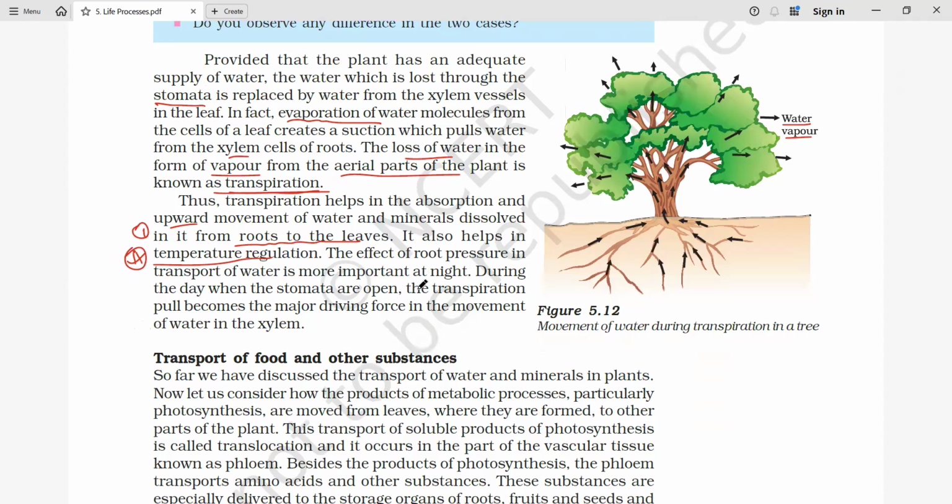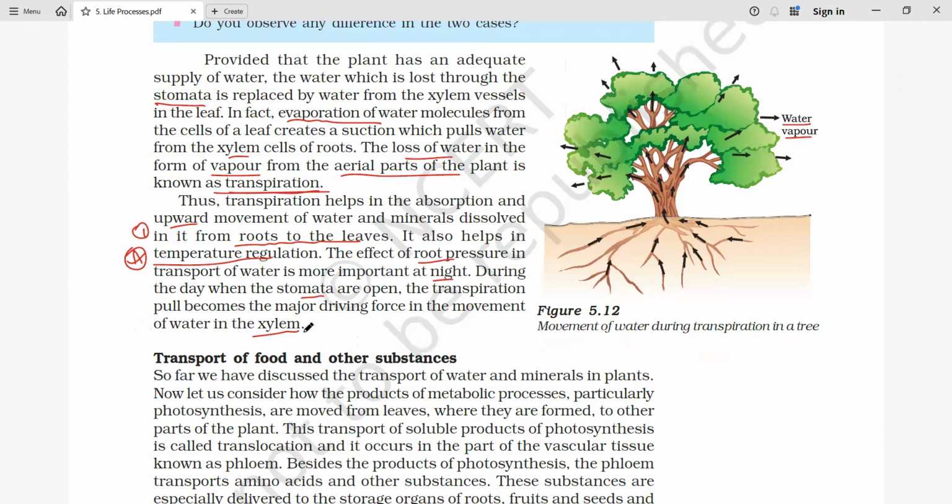Okay. So now in the night time, what is happening here? The effect of root pressure in the transport of water is more important at the night time. During the daytime, what is happening? Stomata are open because there is exchange of gas, carbon dioxide and oxygen. Okay. So finally, this transpiration pull becomes the major driving force for the movement of water in the xylem.